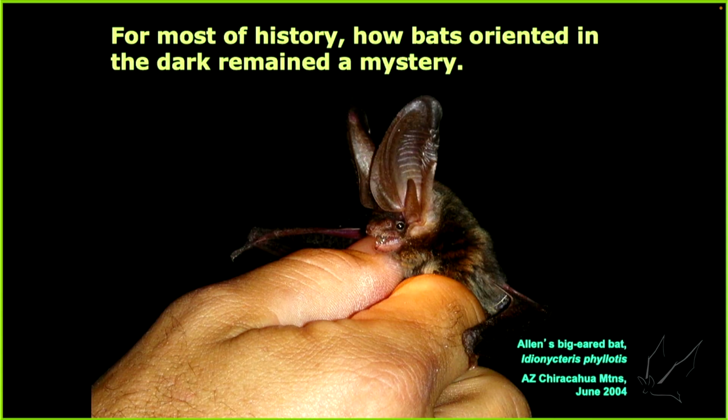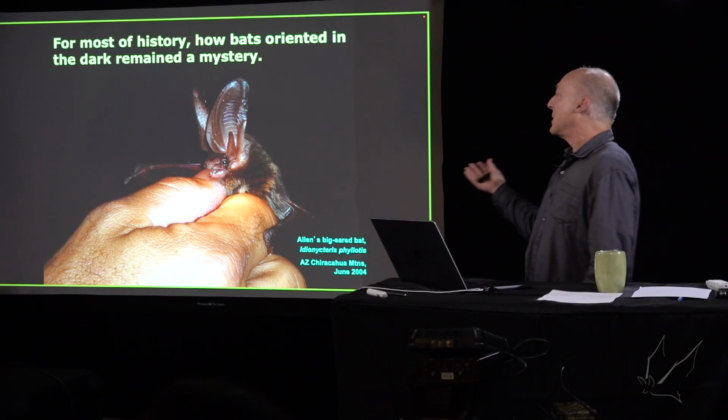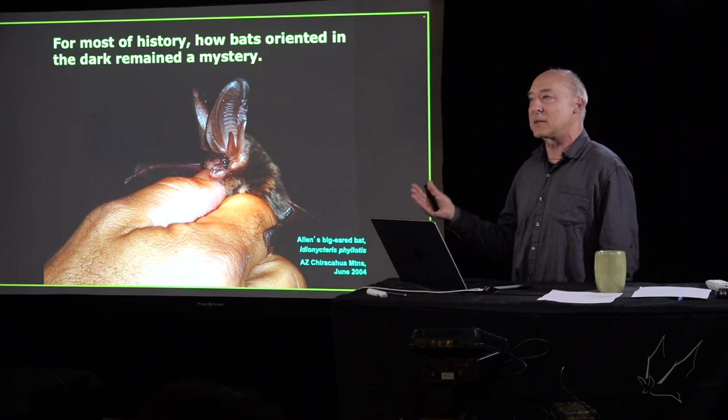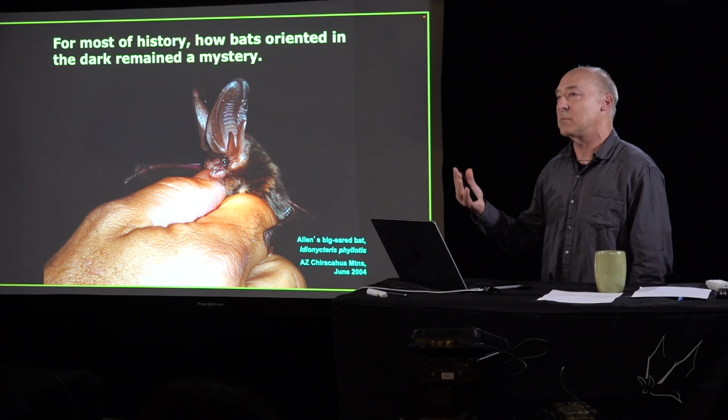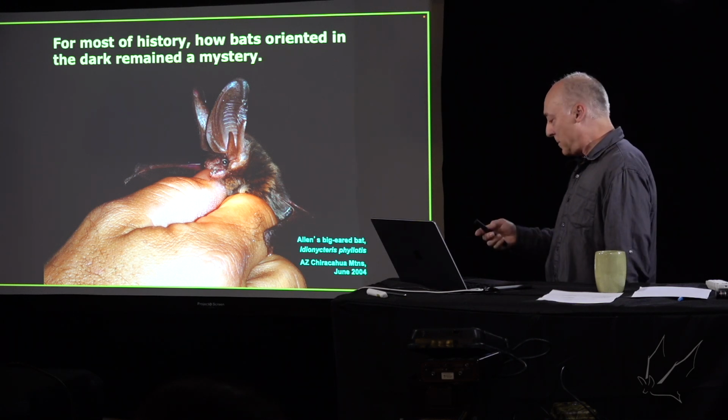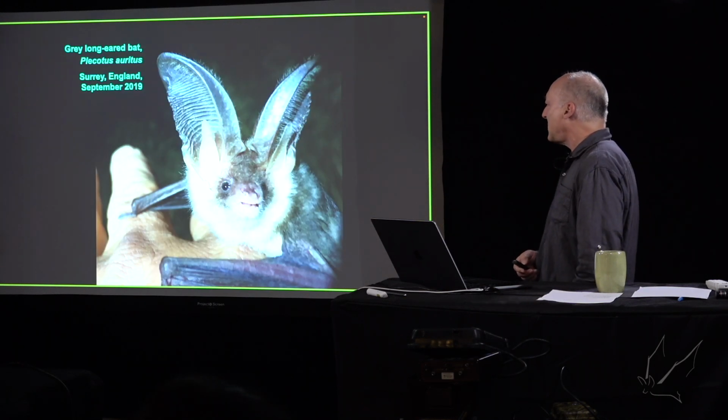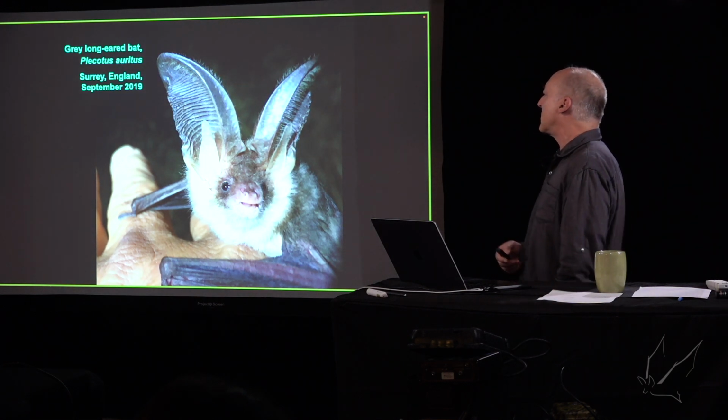So for most of history, we humans did not understand how bats get around in the dark. And although we have some species like this that have exaggerated parts in their body that sort of give a clue as to what sensory system might be in use here. And here's another one in the UK, similar morphology.